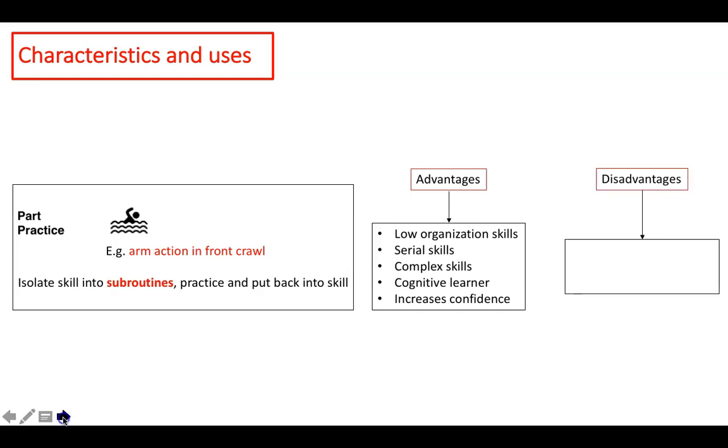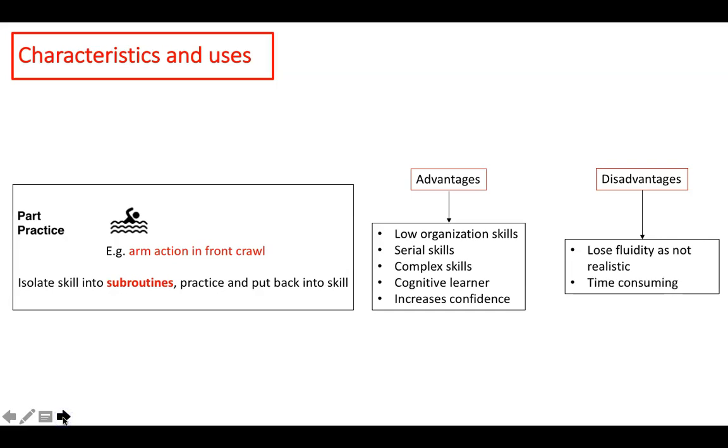The disadvantages, sorry, are you do not have the fluidity, i.e. movements could become jerky. If you practice solo, just the front crawl arm action, when you finally get to swim, you're not going to be fluid at all because you haven't practiced it with the legs. It's not realistic either. In swimming, you don't just use your arms in front crawl. You use your whole body. Therefore, you're going to lose fluidity. It's going to be jerky, and it's not realistic.